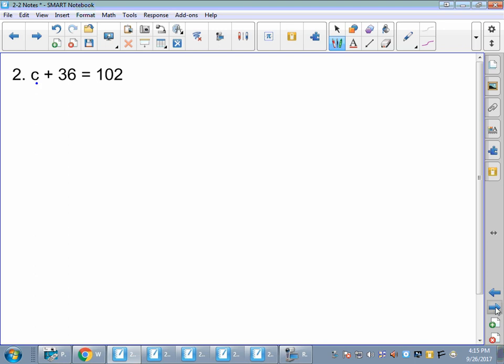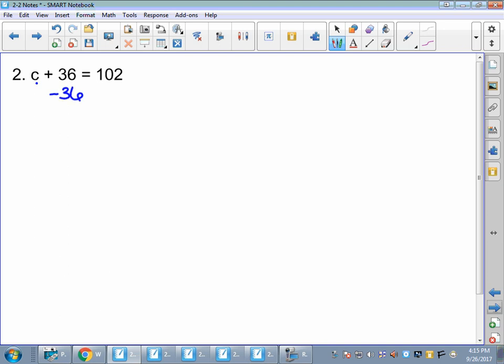Right now, I'm adding 36 to C. I need to undo that. I need to get rid of that. I need to make that 36 turn into 0. So using the additive identity or the inverse, I know if I subtract 36, it'll take it to 0. So I'm going to make this side 36 less.